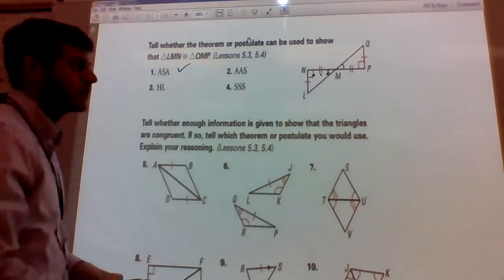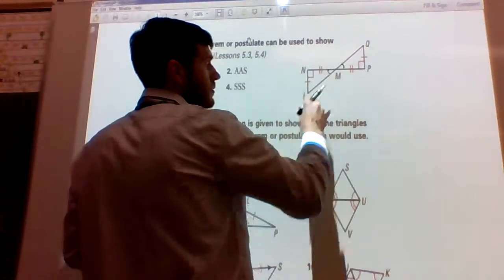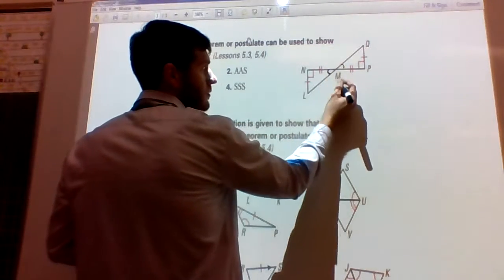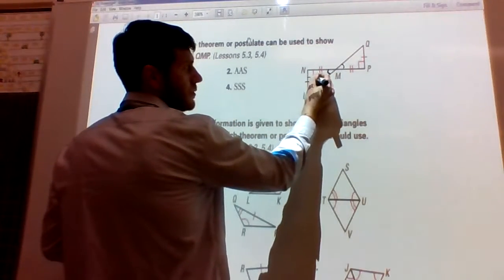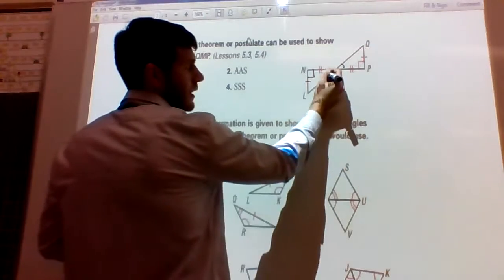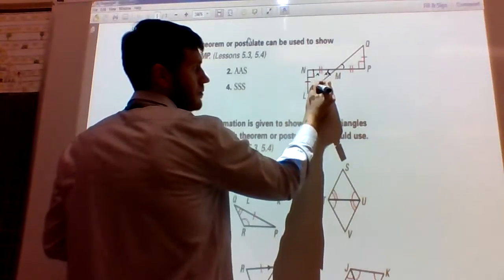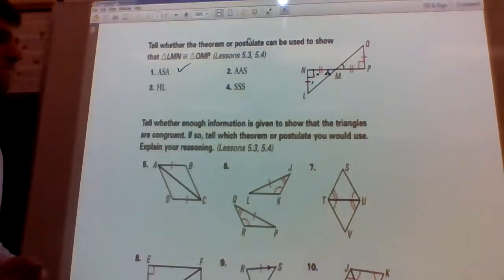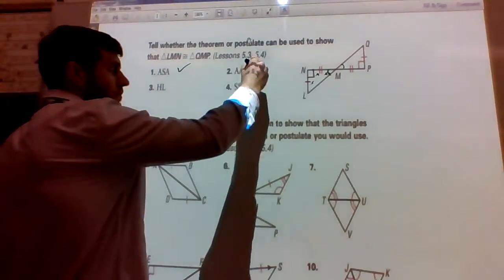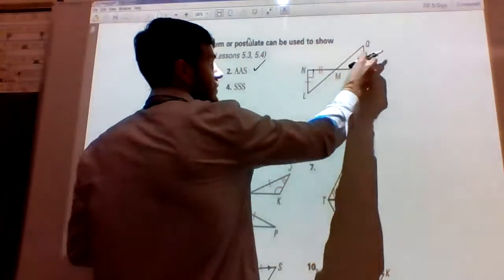Can we use angle, angle, side? Well, again, if we go in order, we can use these three. We have angle, angle, side. So yes, we can.